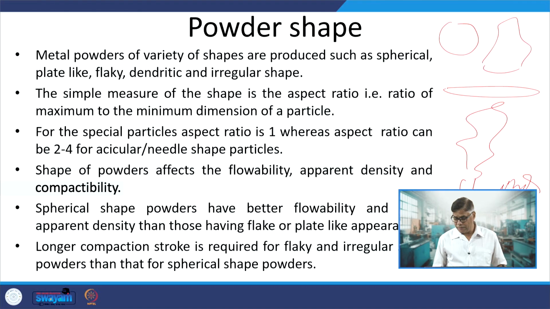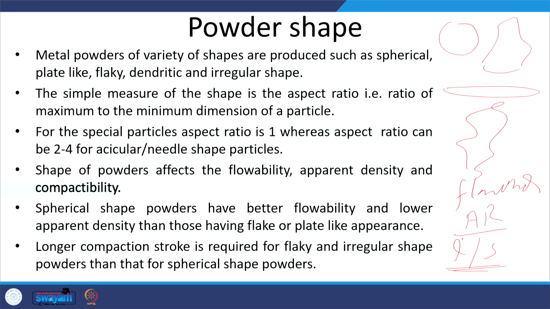The aspect ratio is the ratio of the long dimension divided by the short dimension, that is, the length to width ratio. For circular or spherical powders, this length to width ratio is almost equal to 1, while for needle shapes it can be 4 to 5, or even 8, depending on the dimensions. If it is a regular shape, then it may be like 1.5, 2 or so.